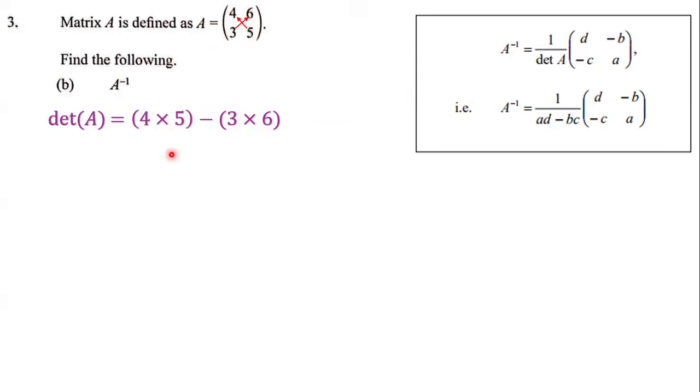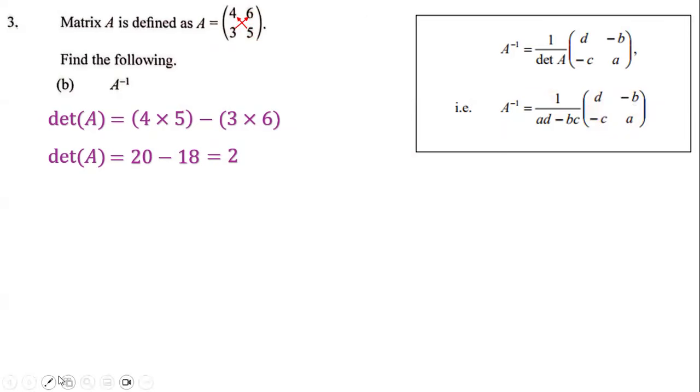And so what is 4 times 5? Well, 4 times 5 is 20. And what is 3 times 6? Well, 3 times 6 is 18. So that means that the determinant of A is equal to 20 minus 18, and 20 minus 18 is 2. So the determinant of A is equal to 2. But we need to figure out what this adjoint is. What does this mean?